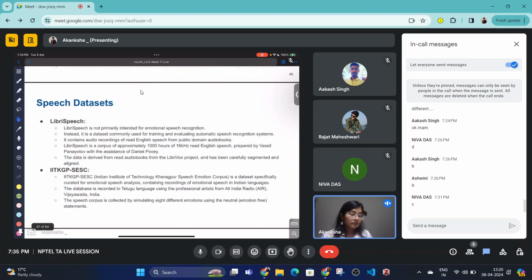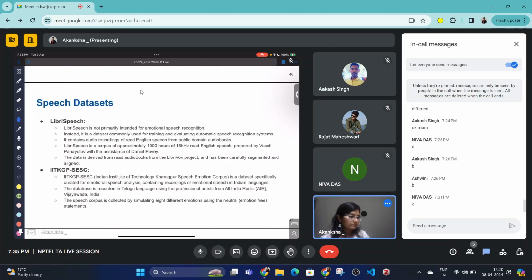Then this is LibriSpeech. LibriSpeech is mostly used for ASR, automatic speech recognition. It's not used much for this much chaos. They don't have emotional labels attached. It's just the vocalization of the text.